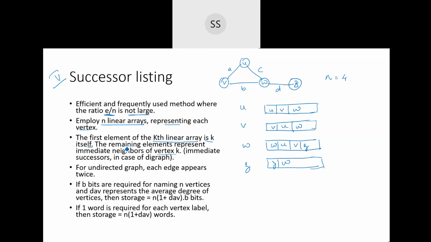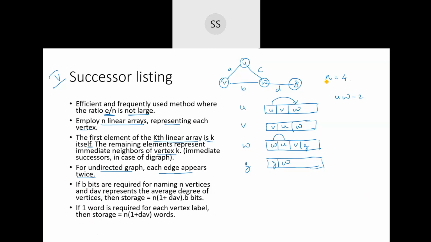Now let us look into the next point. For an undirected graph, I have taken an example of an undirected graph. In the case of an undirected graph, each edge appears twice. So let us see the first edge, that is UW. You have UW here. In this case also you have UW here. So it has appeared twice.